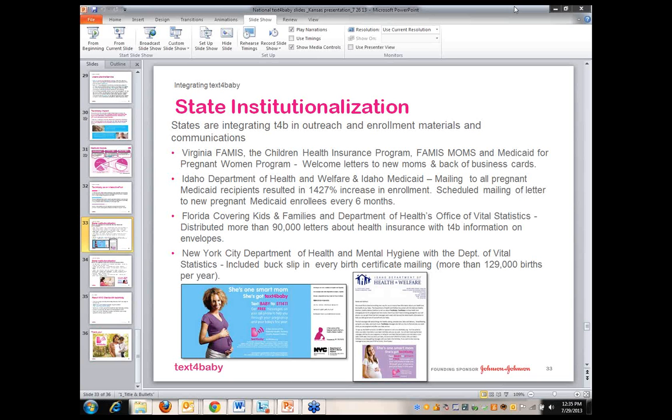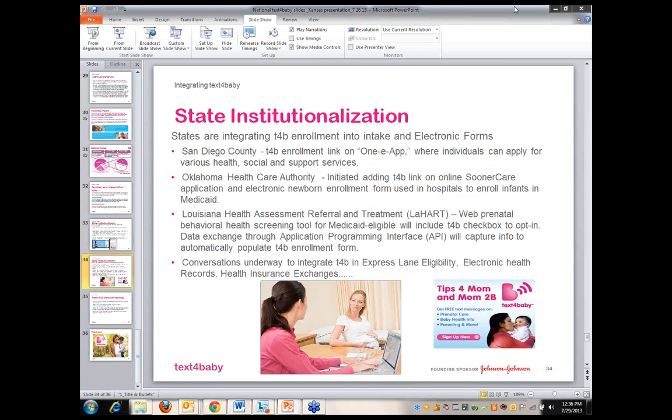Florida Covering Kids and Families sent out letters about health insurance with Text4baby information on envelopes. New York City Department of Health and Mental Hygiene and the Department of Vital Statistics included buck slips in every birth certificate mailing. So another fantastic way to include Text4baby in a lot of the work that these partners are already doing. And this is even getting to another level of institutionalizing Text4baby in states or communities. San Diego County has worked with this online support service website where women can enroll in a number of social and support and health services at once, called One EAP, and the Text4baby enrollment link was included.